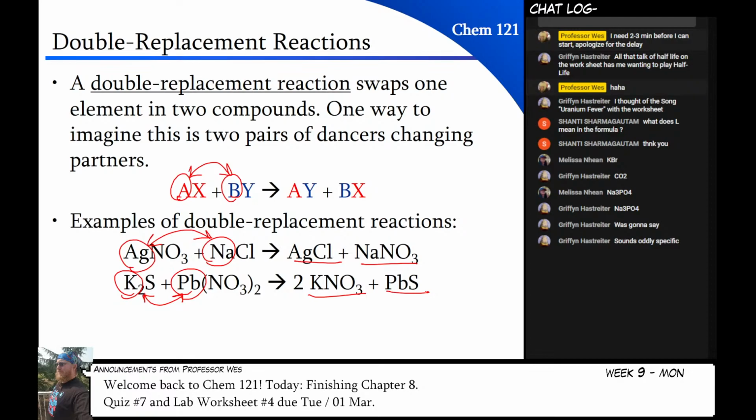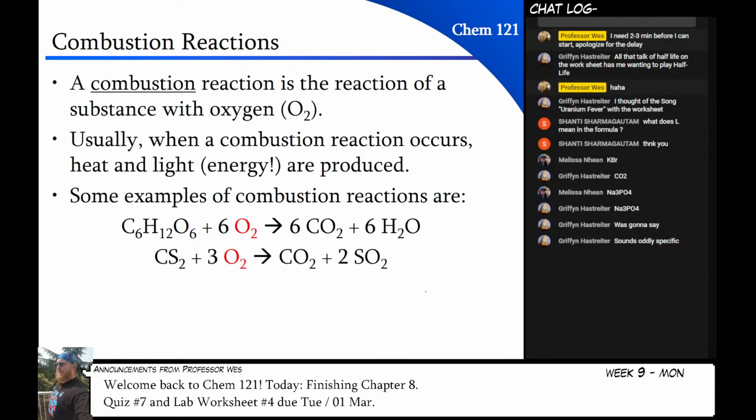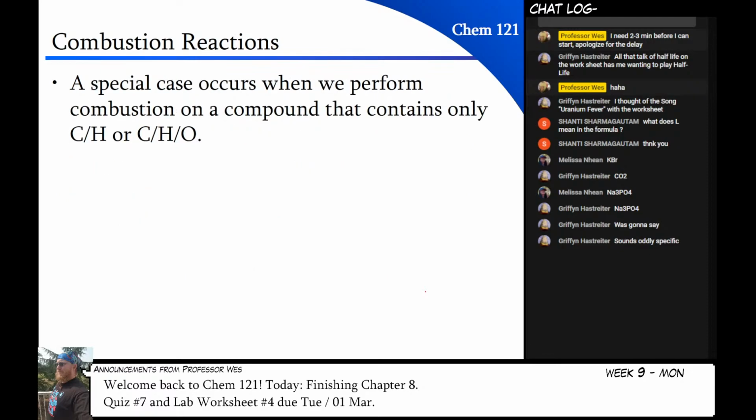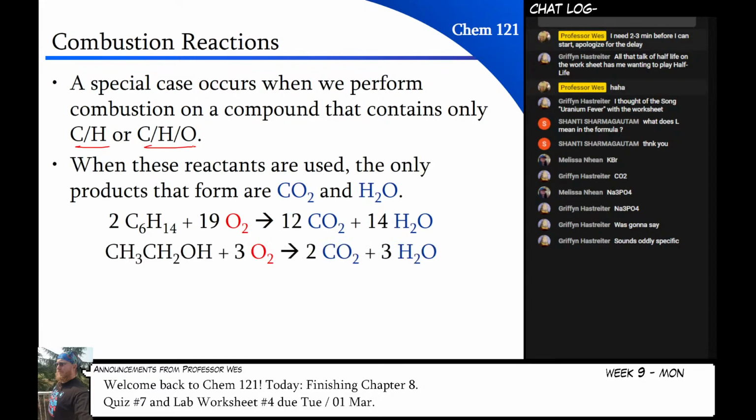And then finally, the last reaction that we have is just combustion. If you react something with oxygen, it's a combustion. The last thing I want to mention, and I'm going to bring this up again later, is that whenever you do a combustion with C and H, or C, H, and O in your compound, the results are always carbon dioxide and water.